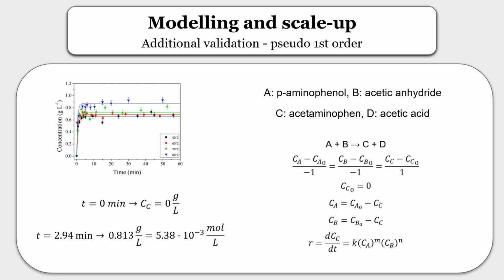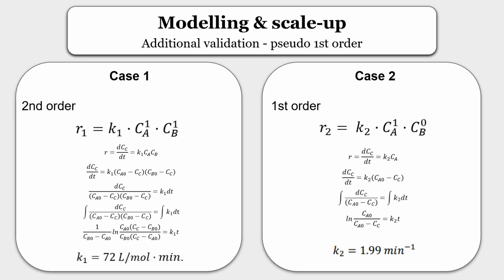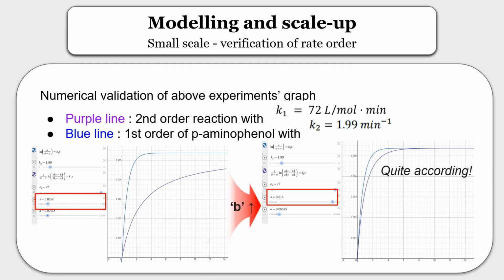And we can set the mass balance equation like the right side. There are two cases. First, m and n both are 1, so we can assume a second-order reaction. And second, m is 1 and n is 0, the first-order reaction. We drew two graphs using a graph tool. Small b in the red box is the concentration of acetic anhydride.